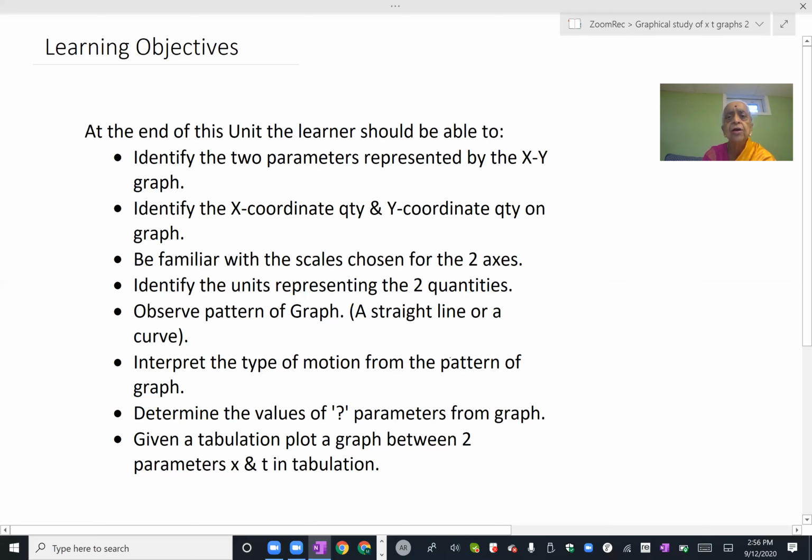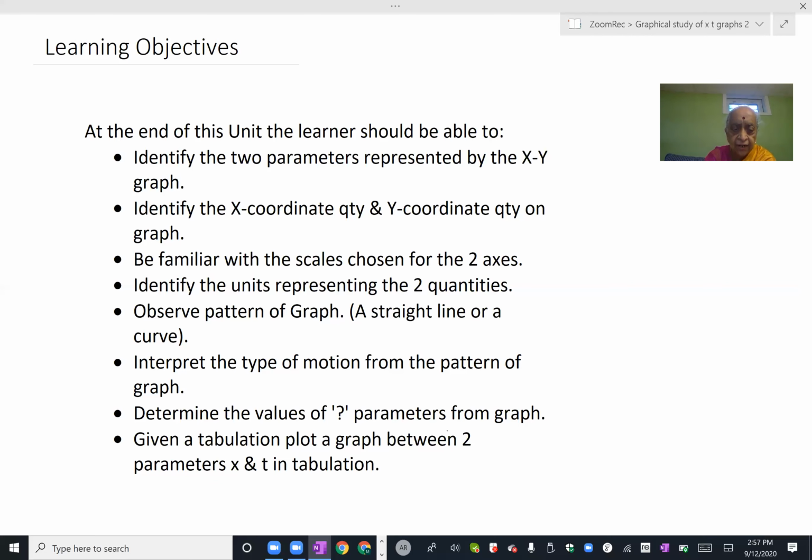Determine the values of the x parameter, the question mark parameters, from the graph. Sometimes they may ask at 5 seconds, what is the position occupied by the body? Or they can ask when the body occupies a position of 7.5 meters, what is the time instant at which this observation is made. So given a tabulation, a plot between any two parameters in a neat tabulation form, using the tabulation, you have to recast it and draw a graph connecting the x and y coordinates, whatever they are representing.